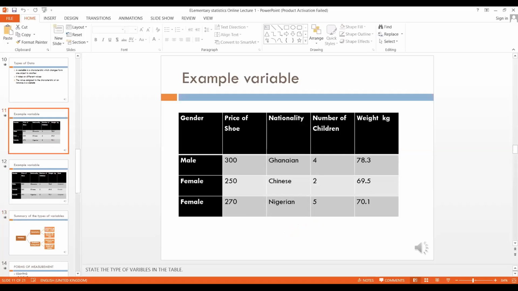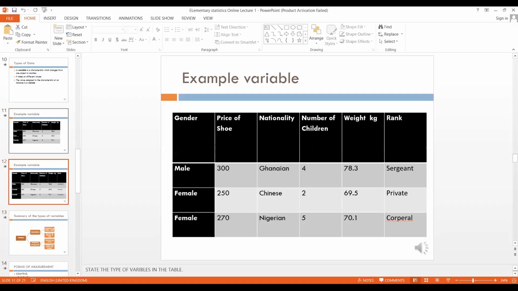Yeah, so I have a data set here where we're looking at a number of variables with responses provided to them for three observations. So we have gender, we have price of shoe, we have nationality, we have number of children, we have weight and rank. Now, can you help me to distinguish between this type of variables? So this is why I need you to come in. So help me to distinguish the type of variables.